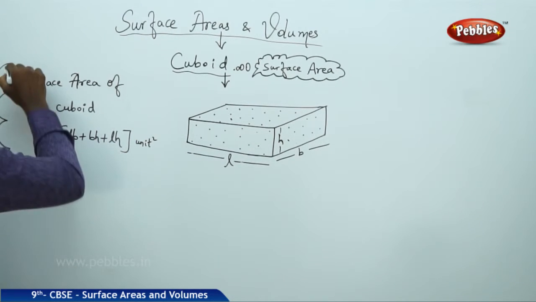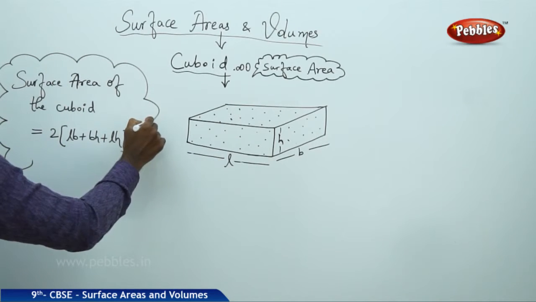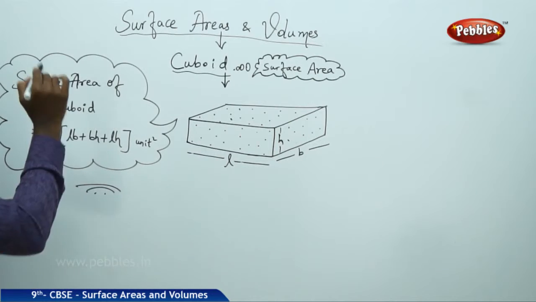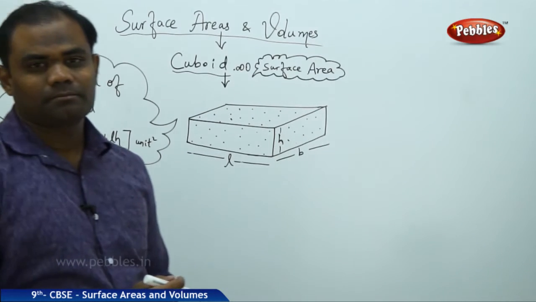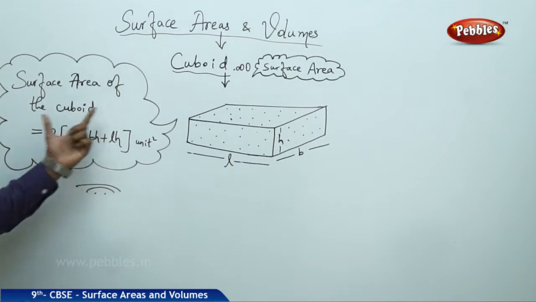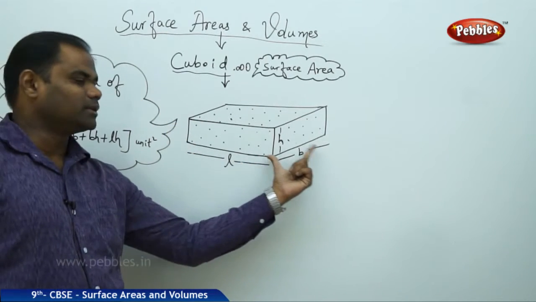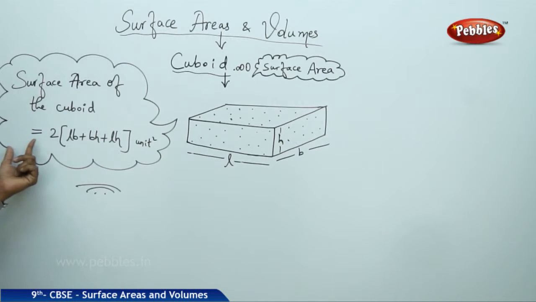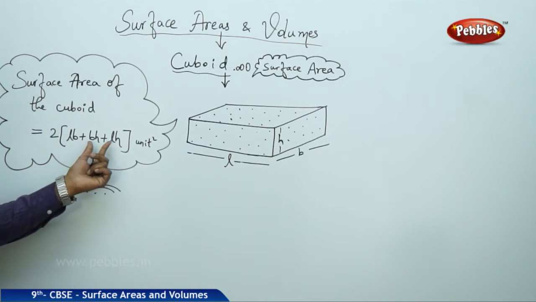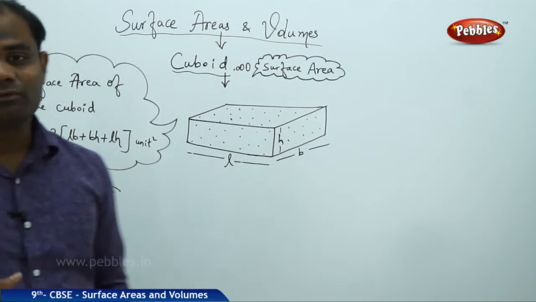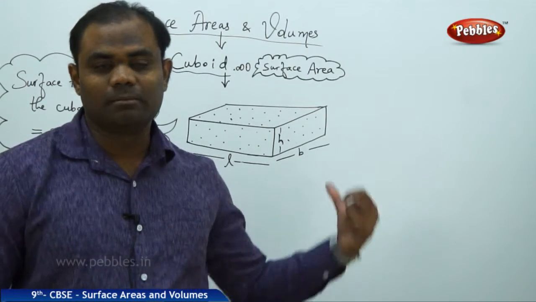That's how we define the surface area of the cuboid. So the surface area of the cuboid, which covers all the 6 faces with length, width and height, is given by 2 times (LB plus BH plus LH), where L is length, B is width and H is height. This is the surface area of a cuboid given by the formula.